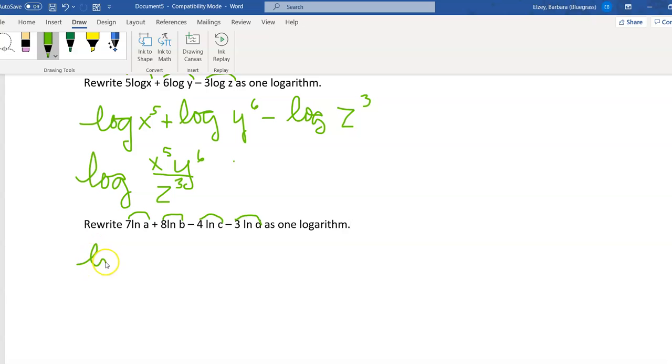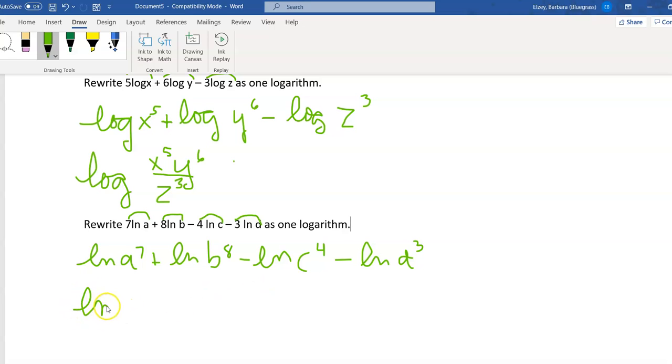So we'll have natural log of a to the 7th. Remember, write the same logarithm that you have. Don't change it to some other logarithm. Natural log of b to the 8th, minus natural log of c to the 4th, minus natural log of d to the 3rd. And notice we kept our pluses and minuses the same. All right, now we're going to pull back to one single logarithm only.